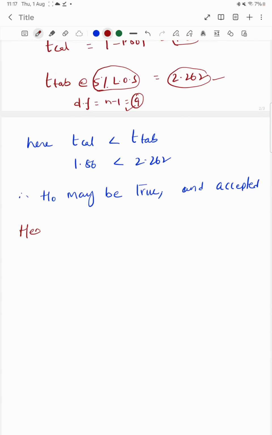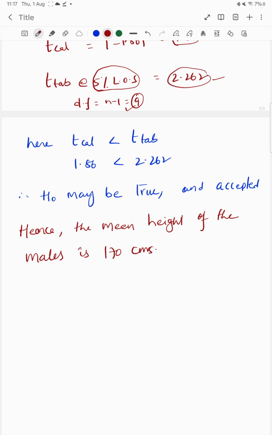Hence the mean height of the males is 170 centimeters. That's it. This is the answer.